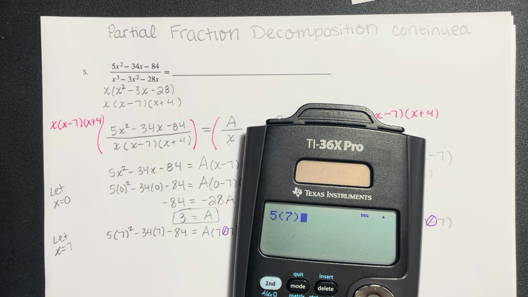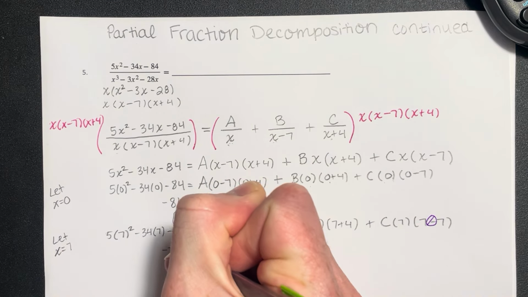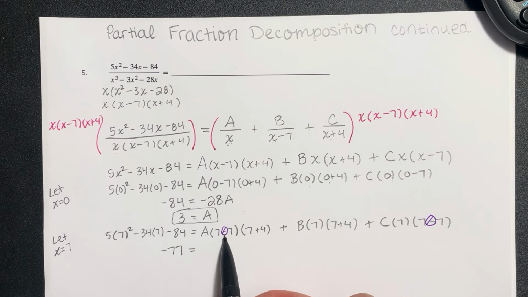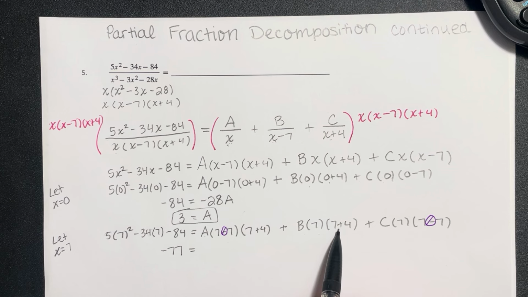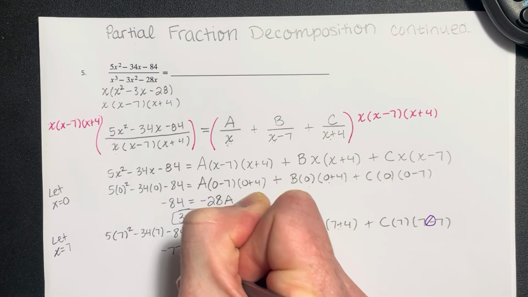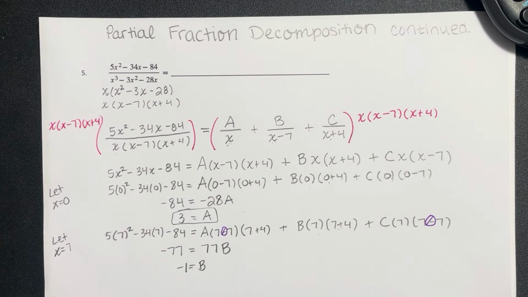5 times 7 squared minus 34 times 7 minus 84 gives me a left side equal to negative 77. A times 0 disappears because that's just 0, so 0 plus b times 7 plus 4. So that's 7 times 11, which is 77, 77b. If I divide by 77, we'll get b is negative 1.